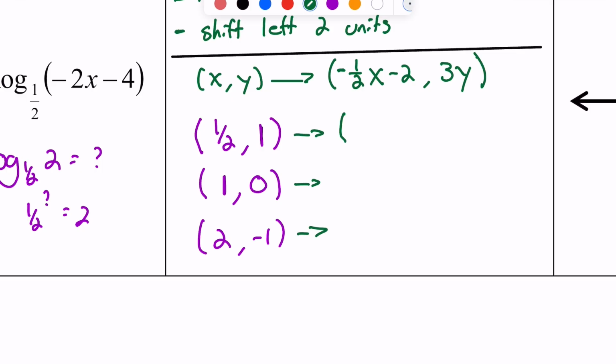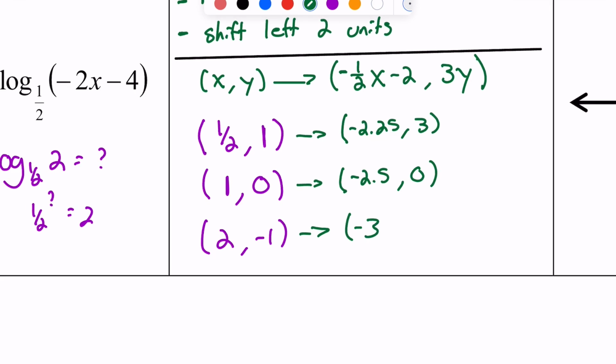Well, now we're going to work with our fractions a bit, okay? So what happens when you have a half and you're plugging it in for the x right here, and then you're subtracting 2? Well, just use your calculator, honestly. And you're going to get -2.25. And then plugging in 1 for the y there, you'll be at 3. Your next coordinate, well, when I plug in 1, I'm going to be at -2.5 and 0. And then lastly, when I plug in 2 into the problem, I'm going to be at -3. And when I plug in -1 for the y, I'll be also at -3.